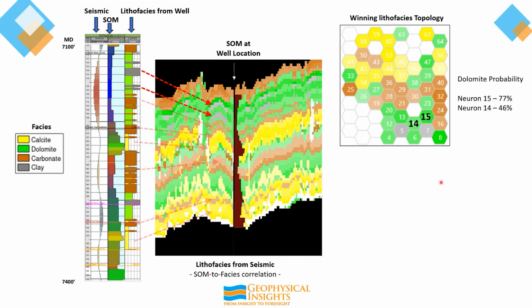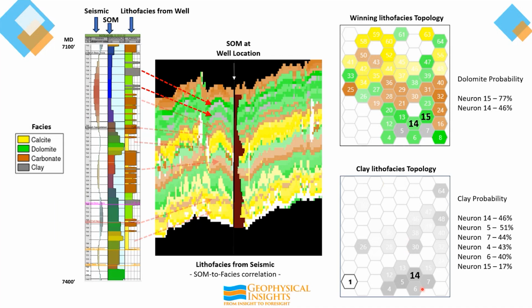Now, what I'm going to do is a similar map, but considering only the probability of clay. When I do that, I can see that neuron 14 as well has 46% probability of being clay. So the dolomite and the clay have the same probability. In here, the dolomite was chosen. I guess it was the order in which it was computed, but these two have the same probability. And to illustrate this, I'm going to jump now to show you the image in 3D viewer.